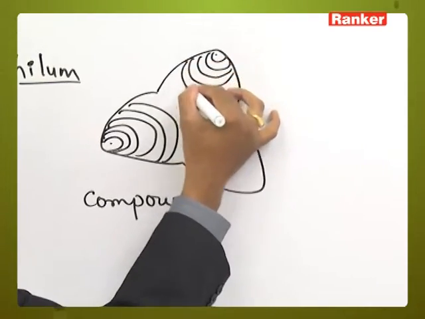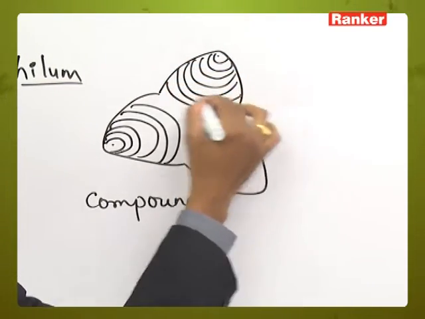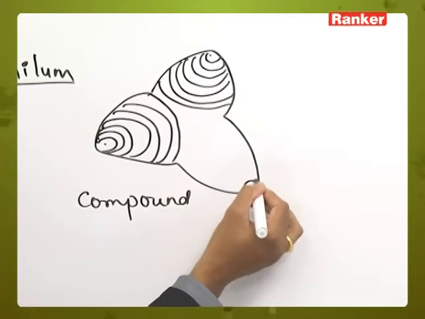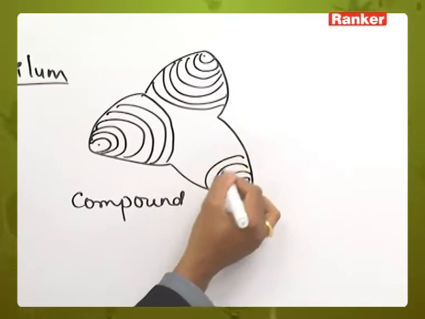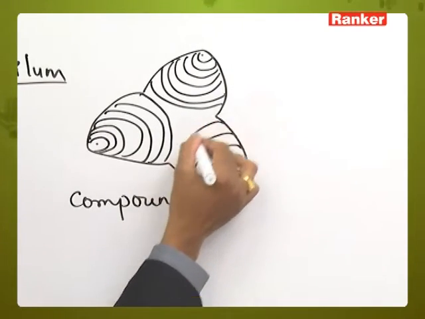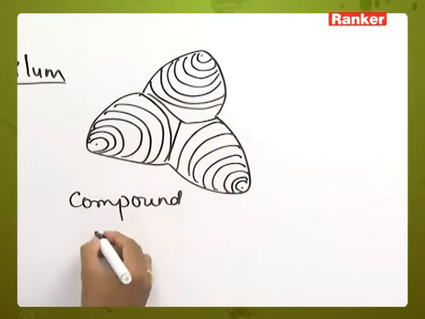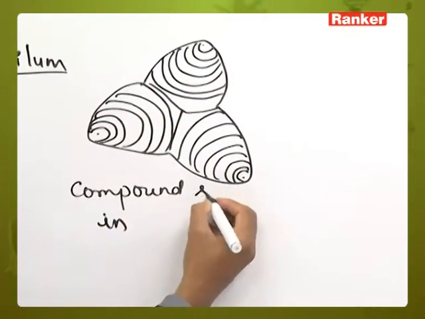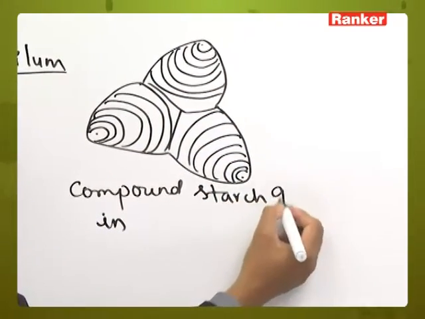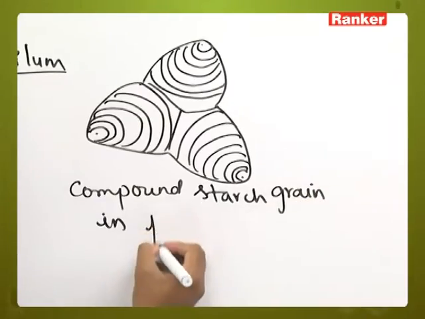Where we can see concentric arrangement or eccentric arrangement sometimes. So this type of organization is called a compound type of starch grains in potato plant.